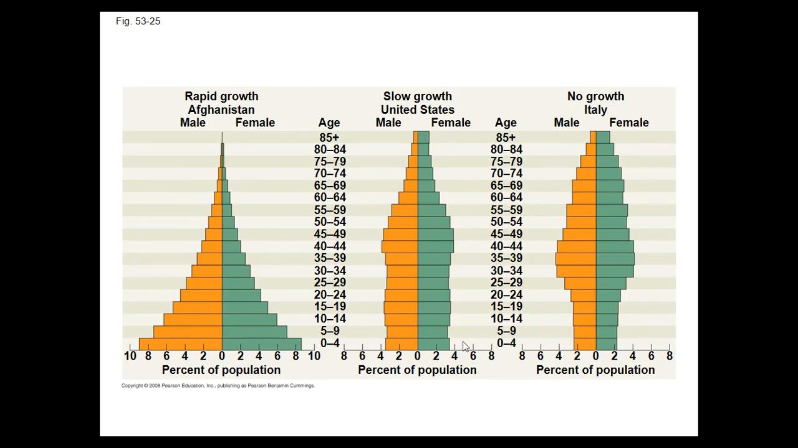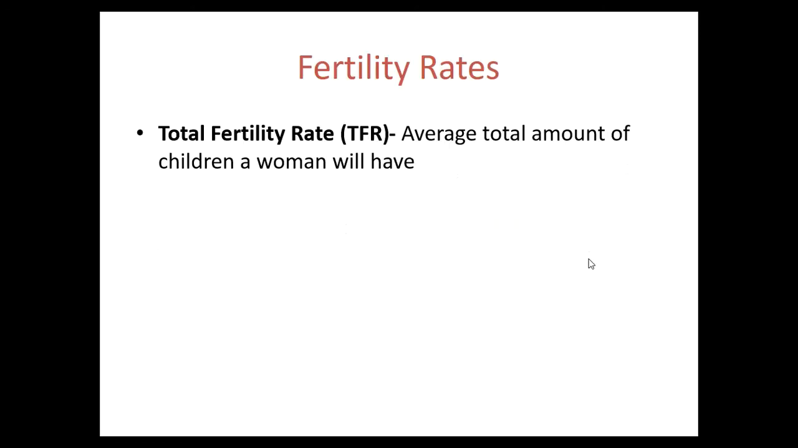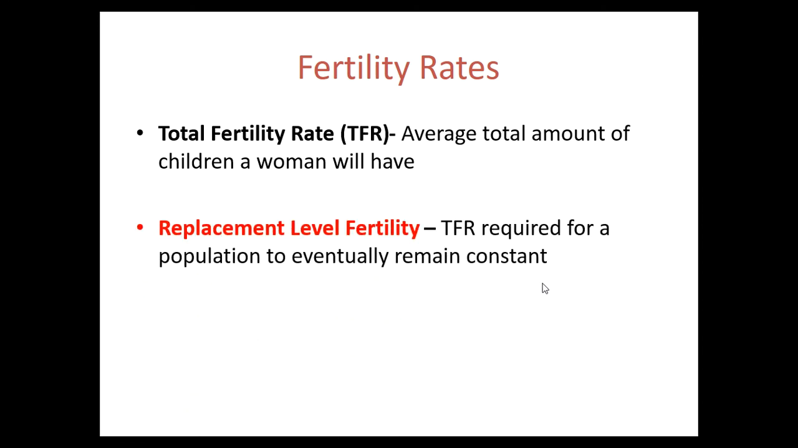So if we look at those, here's my booming population going to grow quick. Here's my fairly stable population growing slowly. Here's my population that's going to decline over time, which we'd expect to see as people got higher educations and as organisms spent more energy on their young and had less young. Fertility rates. If we look at fertility rates, the total fertility rate is the average total amount of children a woman will have. The replacement level fertility is how much of that total fertility rate is required for a population to eventually remain constant or reach K, carrying capacity.